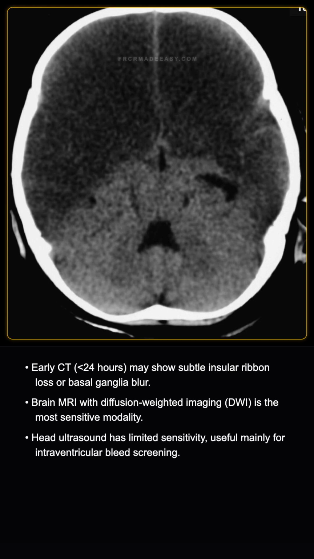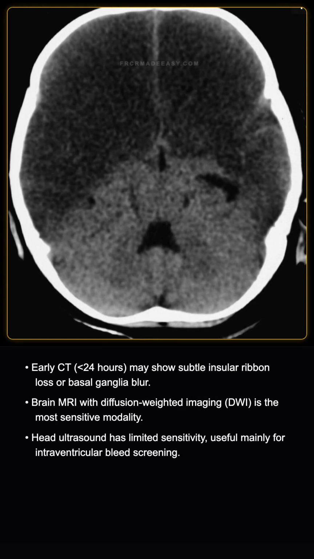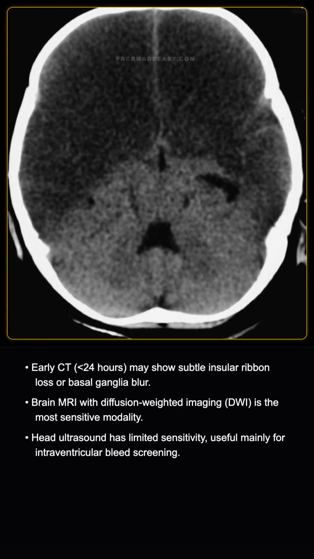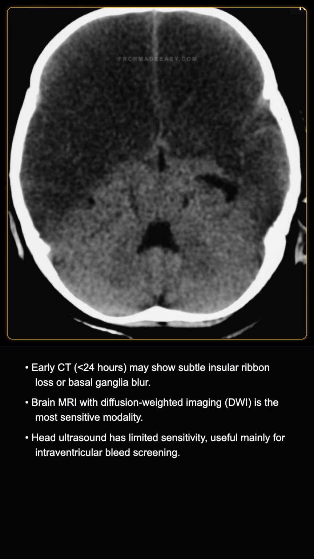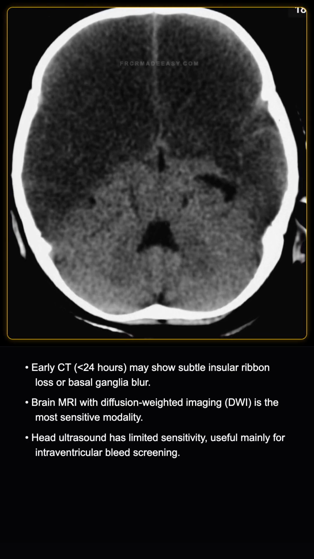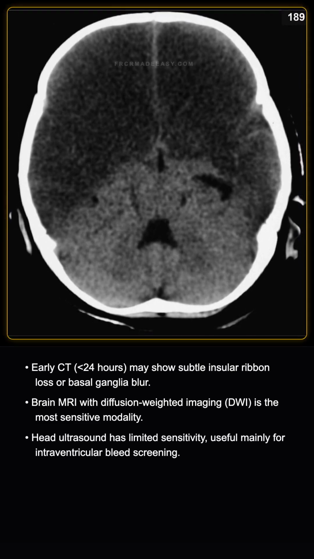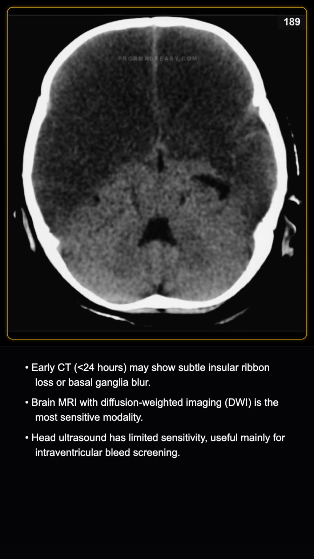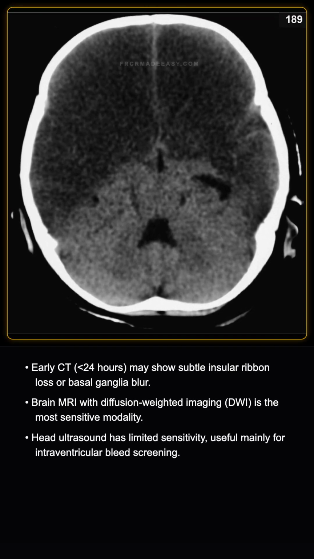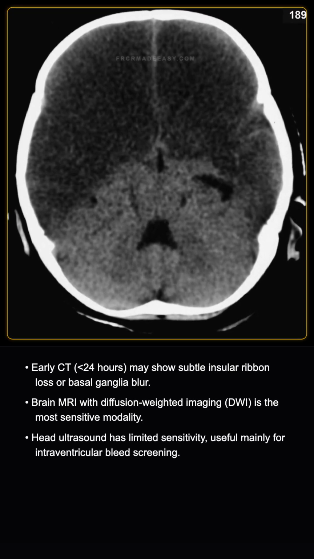Magnetic resonance imaging, specifically diffusion-weighted sequences, is the most sensitive and preferred modality for detecting early cytotoxic edema, showing restricted diffusion within hours of the insult. While head ultrasound is portable and useful for screening intraventricular hemorrhage or gross edema in infants with open fontanelles, its sensitivity for hypoxic ischemic injury is very limited.